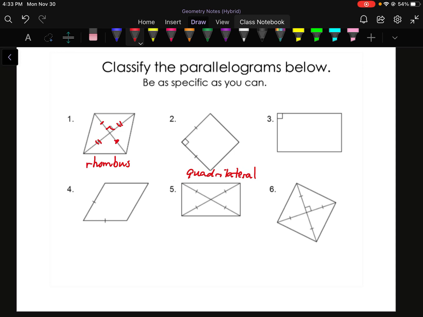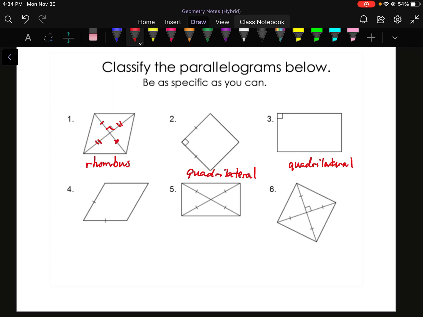That's it. Number 3, again, it looks like a rectangle, but I don't know that these sides are congruent. I don't know that these sides are congruent. I don't know that these are all right angles. So, again, I don't even know if it's a parallelogram. Again, I can only call this a quadrilateral.